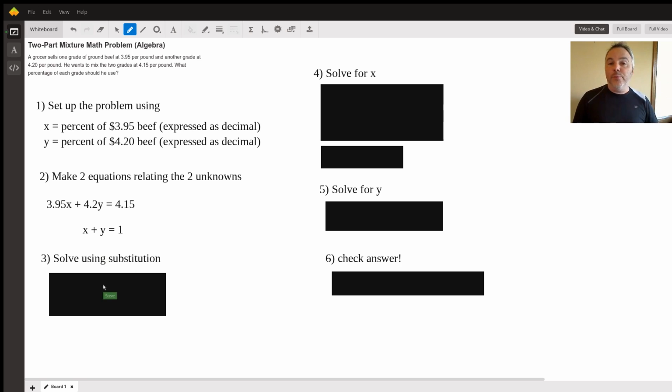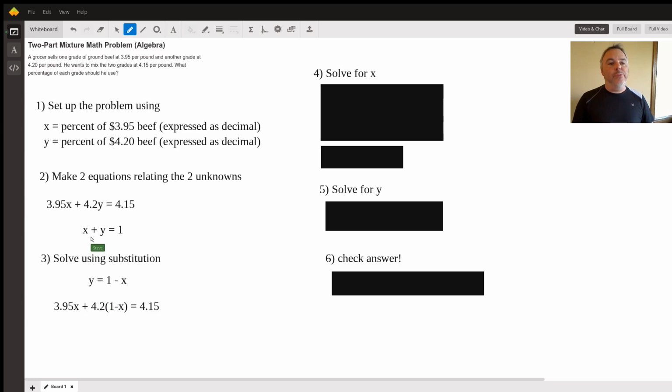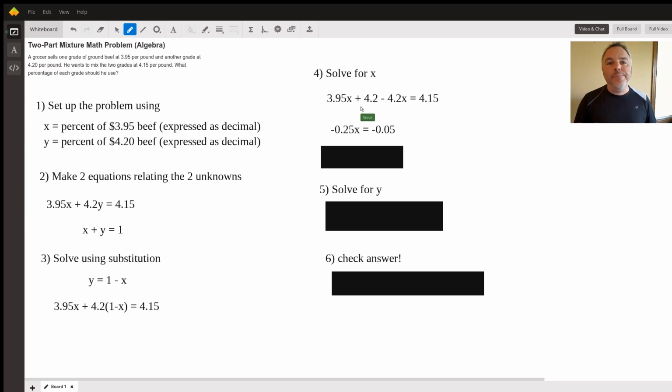Now, you can solve this a variety of ways. I'm going to choose substitution. I'm going to take this second equation and write it in terms of y. So I subtract x from both sides, and I have y equals 1 minus x. Then I take this value of y, substitute it into the first equation, and rewrite that equation as I'm showing here. Now I have one equation with one unknown. In step 4, we're going to solve for x.